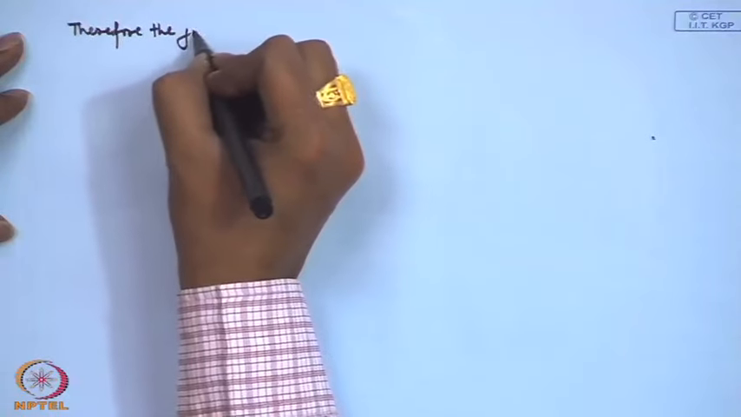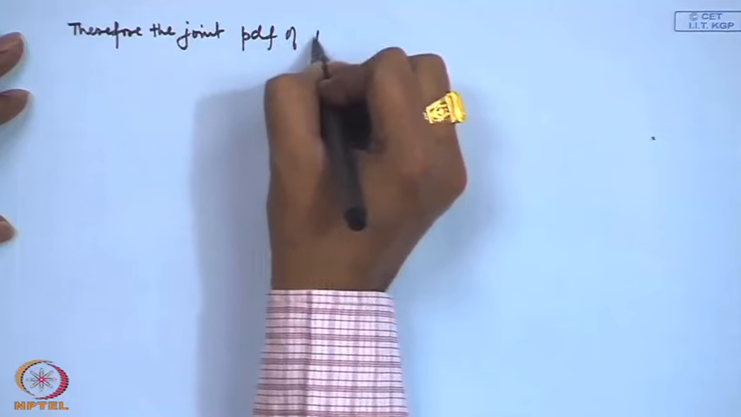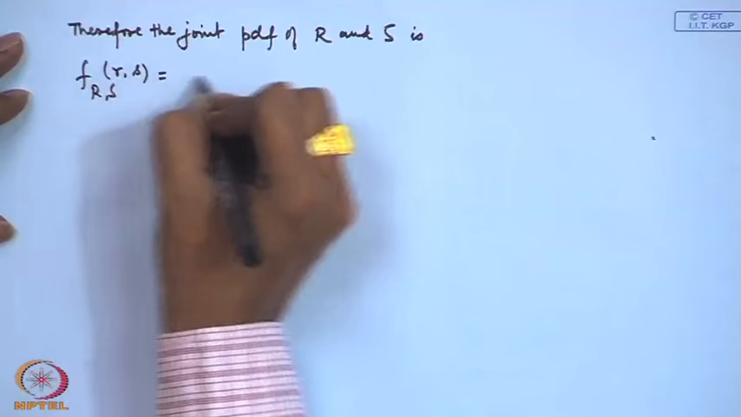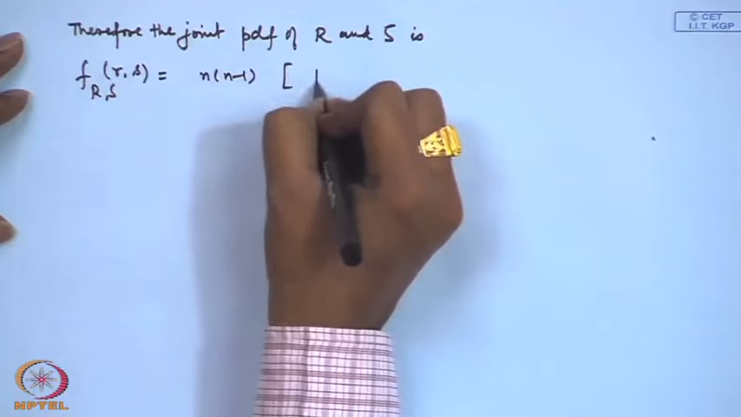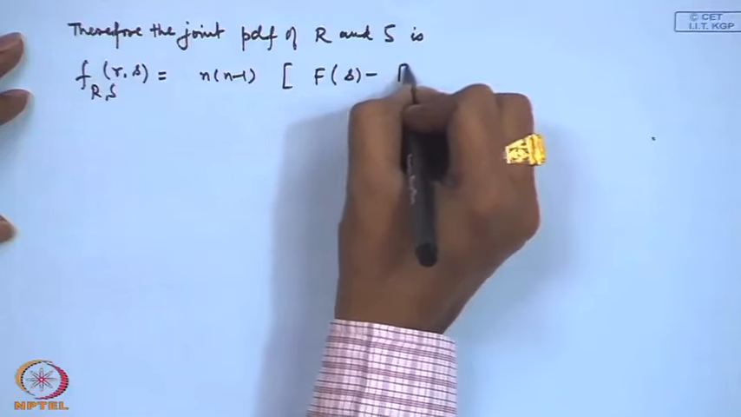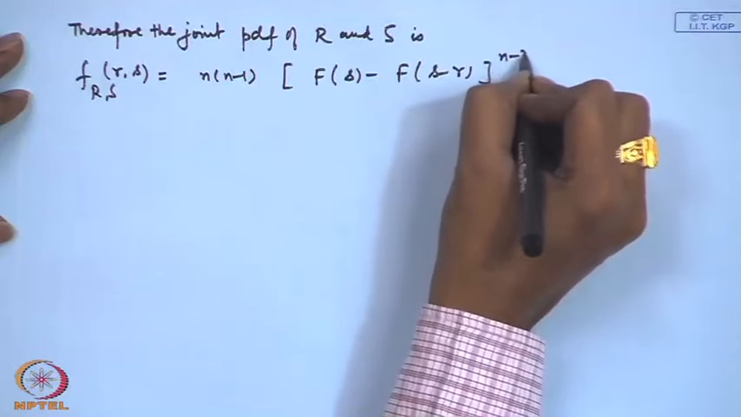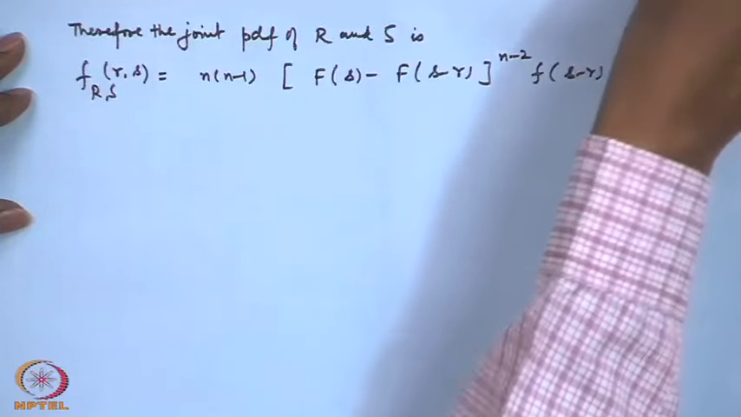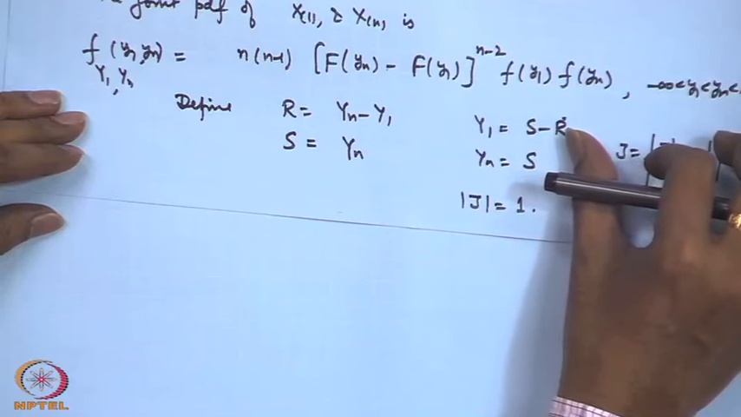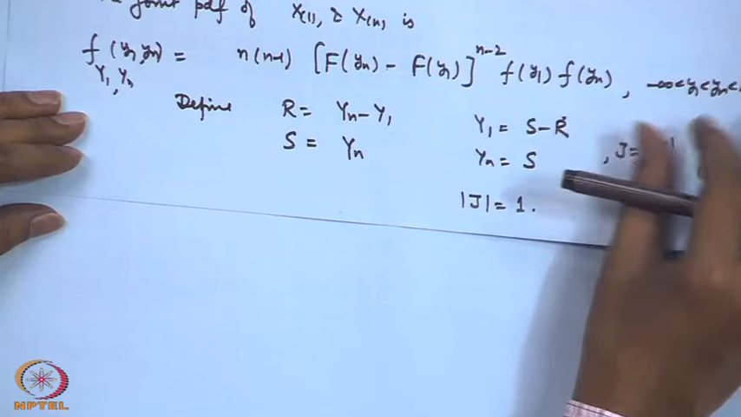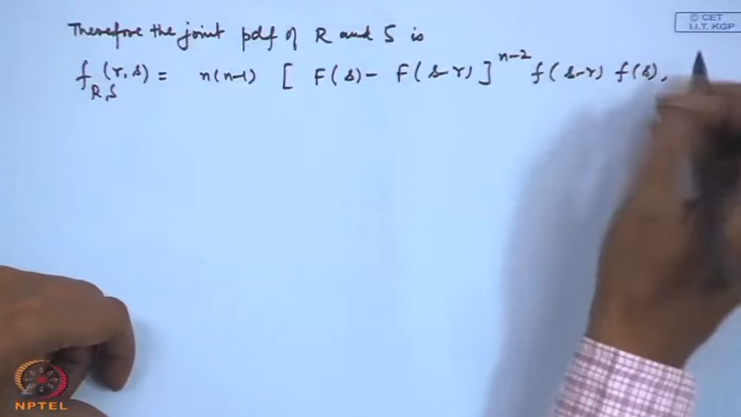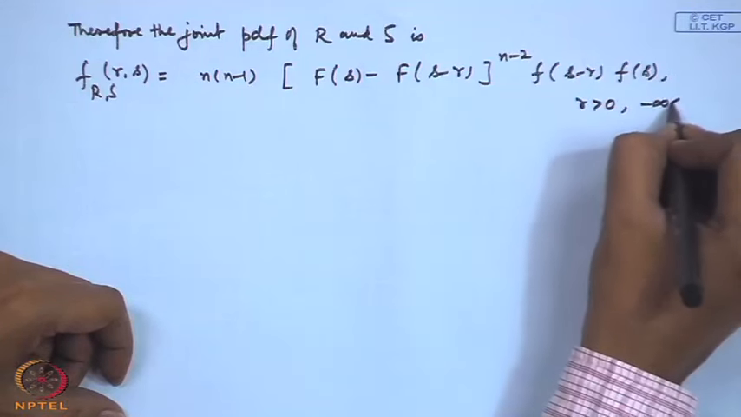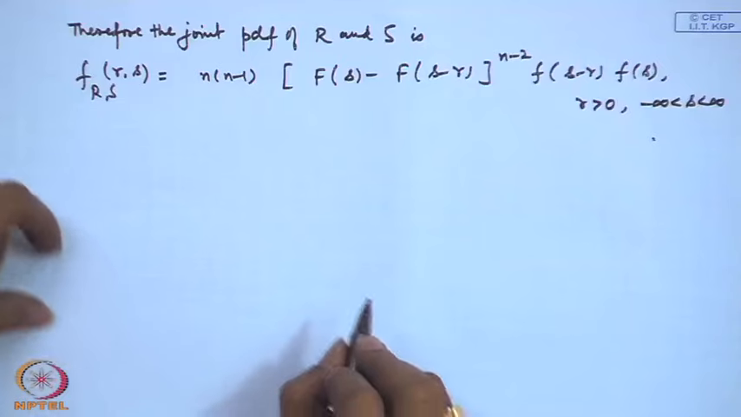Therefore, the joint PDF of r and s is n into n minus 1 times F of y_n, that is s, minus F of y_1, that is s minus r, to the power n minus 2, f of s minus r, f of s. Also, you look at the region here: s minus r is less than s, so r is greater than 0, which is true. R will be greater than 0, because you are subtracting the minimum from the maximum, and s is anything, that means it has the full region.